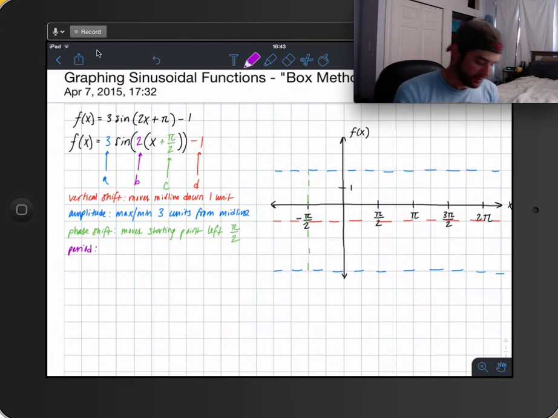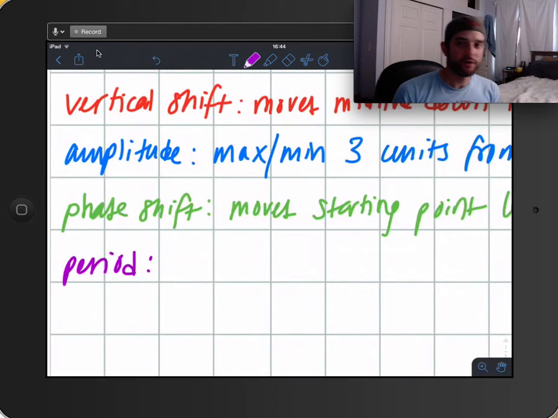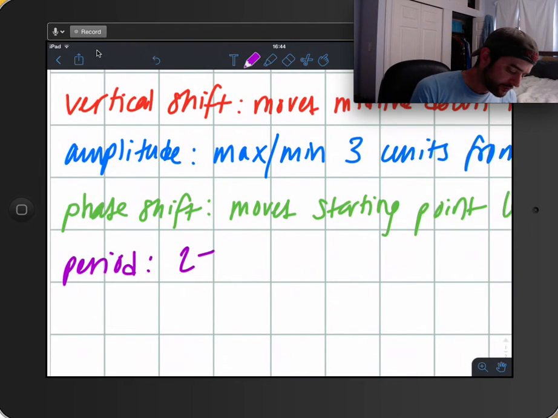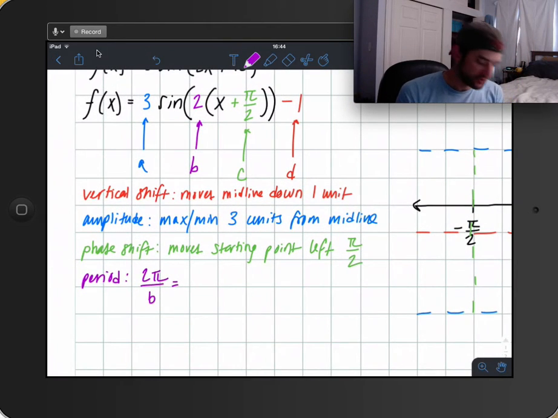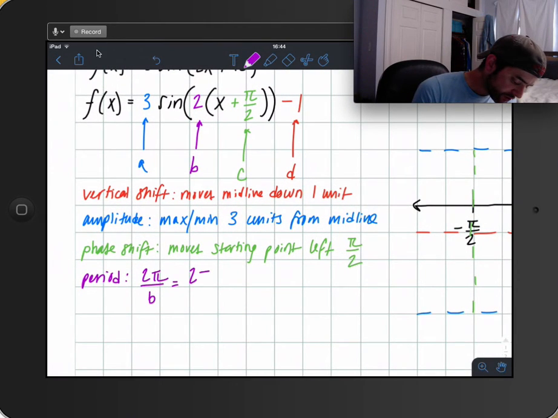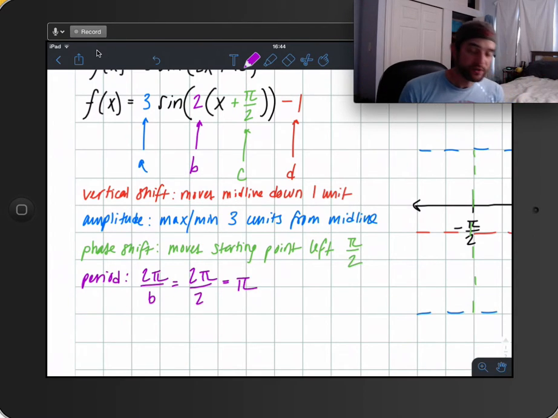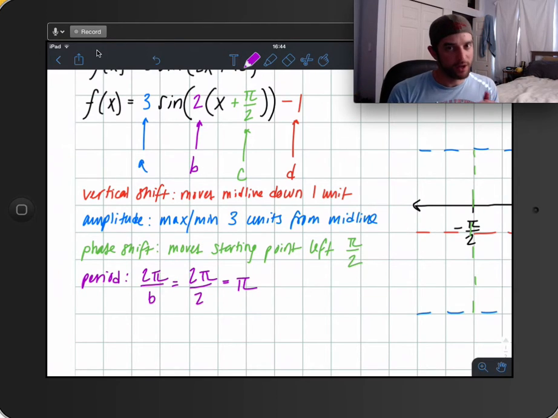2 is not our period. In fact, the period of any periodic function is equal to 2 pi over b. In this case, our b value is 2, so our period is 2 pi over 2, and that equals pi. The reason it's 2 pi over b is because 2 pi is the period of a regular, unaffected, untransformed sine and cosine, and the b value divides it into its new period.